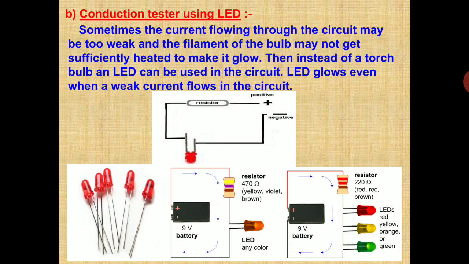So sometimes the current flowing through the circuit may be too weak, so the bulb may not get sufficient heat to make it glow. Then instead of a torch bulb, we can use an LED in the circuit, and the LED glows even when a weak current flows in the circuit.